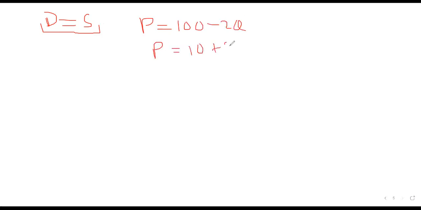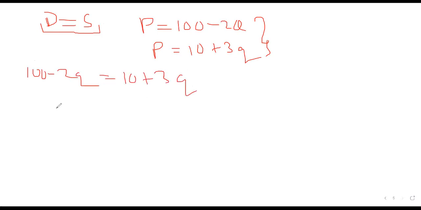So we know that when demand is equal to supply, what we get is called an equilibrium. Suppose our demand function is 100 minus 2Q, and our supply function is 10 plus 3Q. So we need to plot these equations. To start with, demand is the equation with a negative gradient. Supply is the equation with a positive gradient.